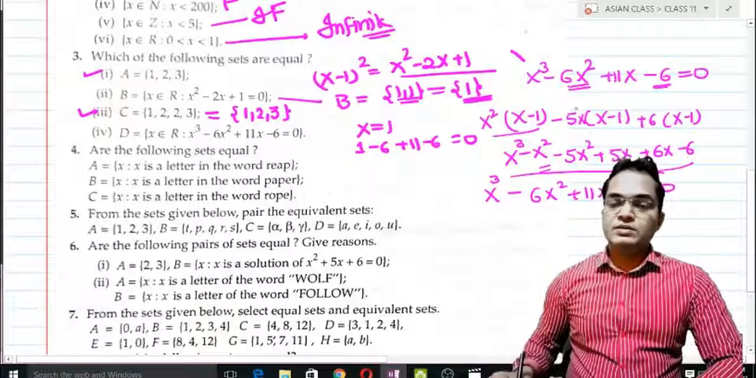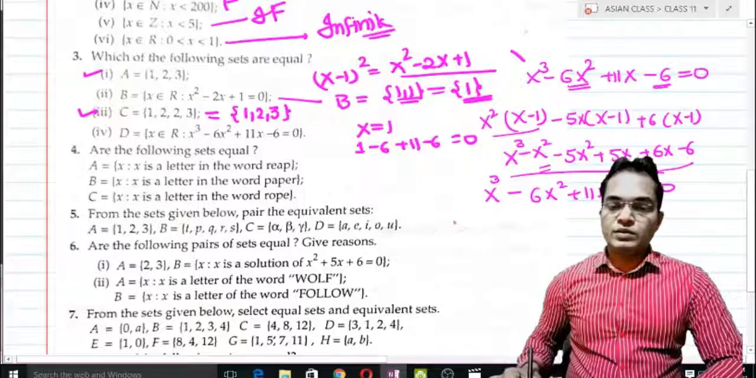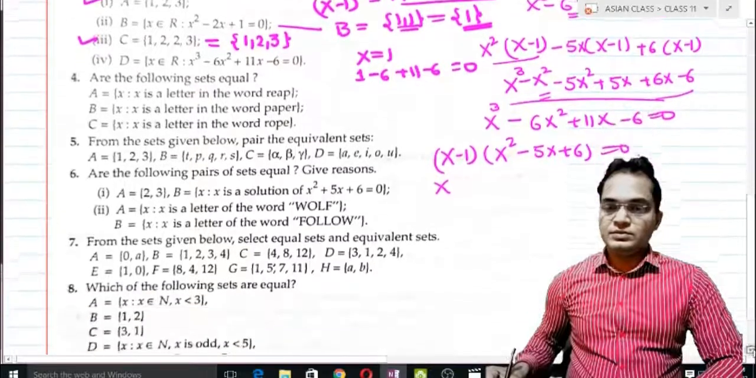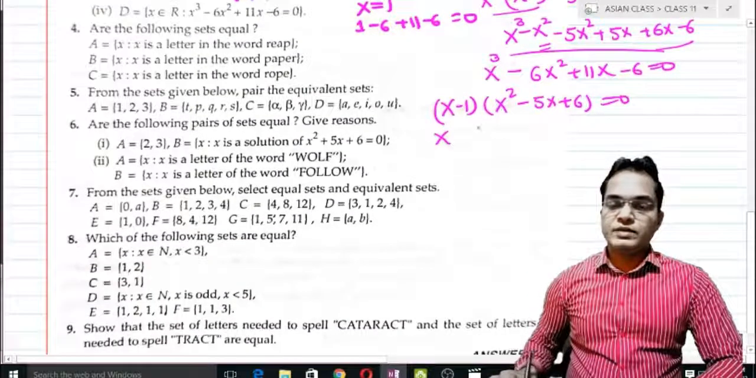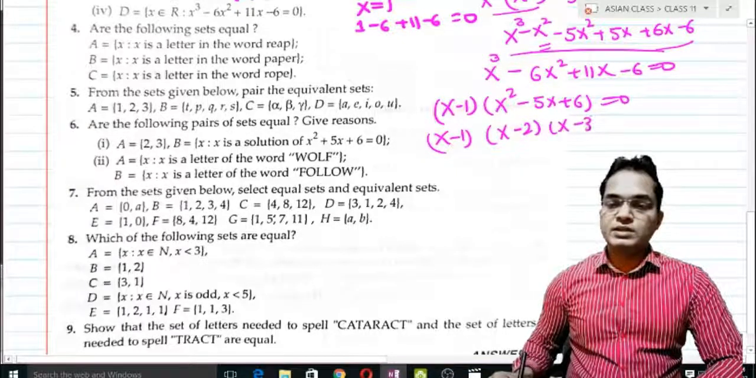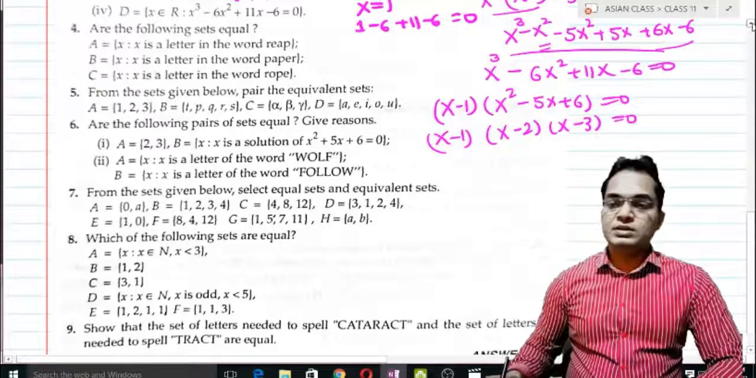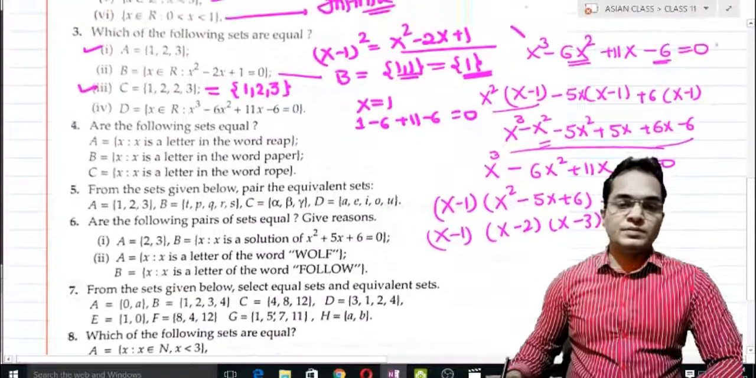Means one factor is x minus 1 and the other factor is x square minus 5x plus 6. Then further we can factorize it, so it is x minus 1, x minus 2, x minus 3. Yes or no? Means in the question there is x equals 1, 2, 3 here.